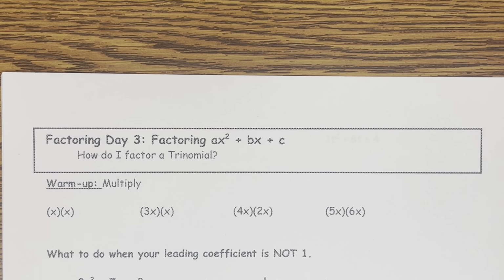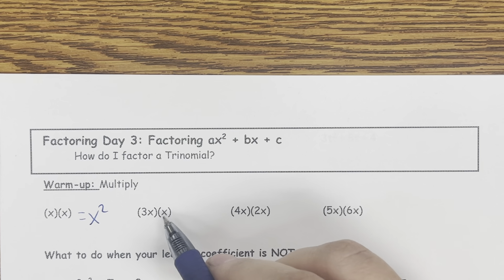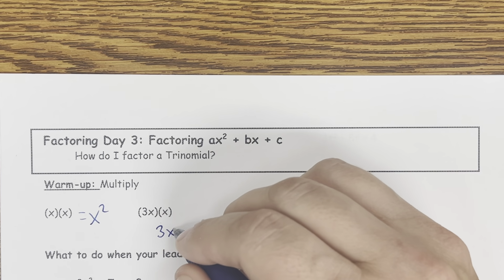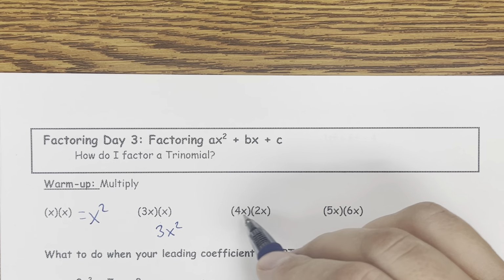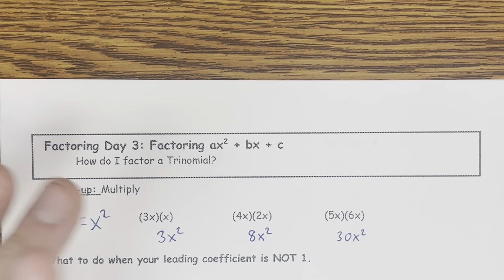Okay, so a couple warm-up questions here to start. What is x times x? X times x is x to the second. Here, 3x times x would be 3. Multiply the coefficients. 3 times 1 is 3. X times x is x squared. Here, 4 times 2, multiply the coefficients. 4 times 2 is 8. X times x is x squared. Here we get 30x squared. So we're going to have to multiply some monomials that look like that.